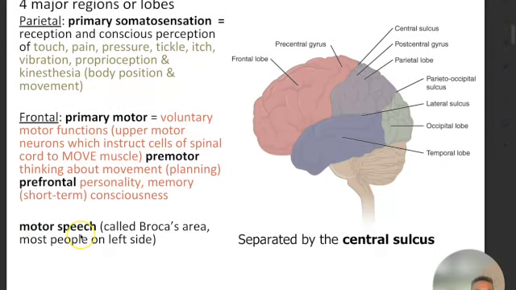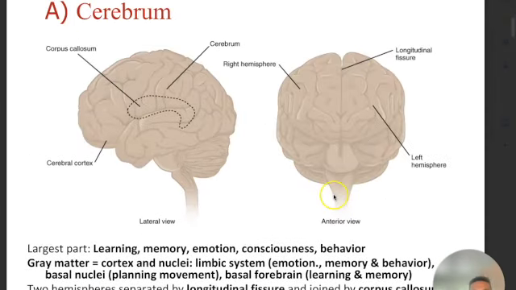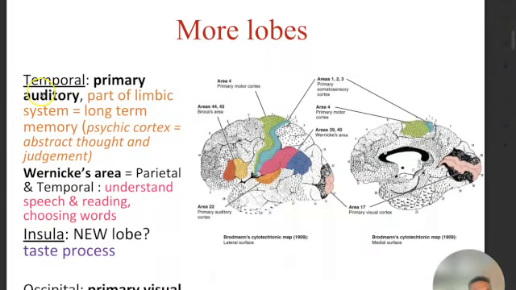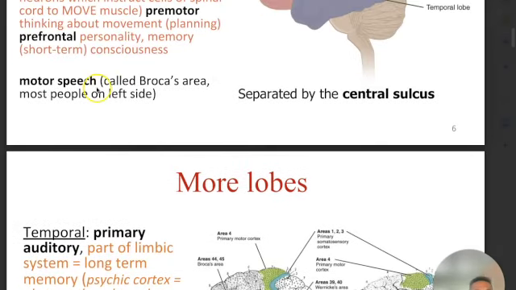Motor area, motor speech, called the Broca's area. We're going to see that here. Most people have it on the left side. Separated again, here's the central sulcus, and the other one is the longitudinal sulcus. Temporal lobe, we talked about temporal lobe on the side. So here's that Broca's area we saw, right here in the orange area. This is the speech, the motor speech area, Broca's.